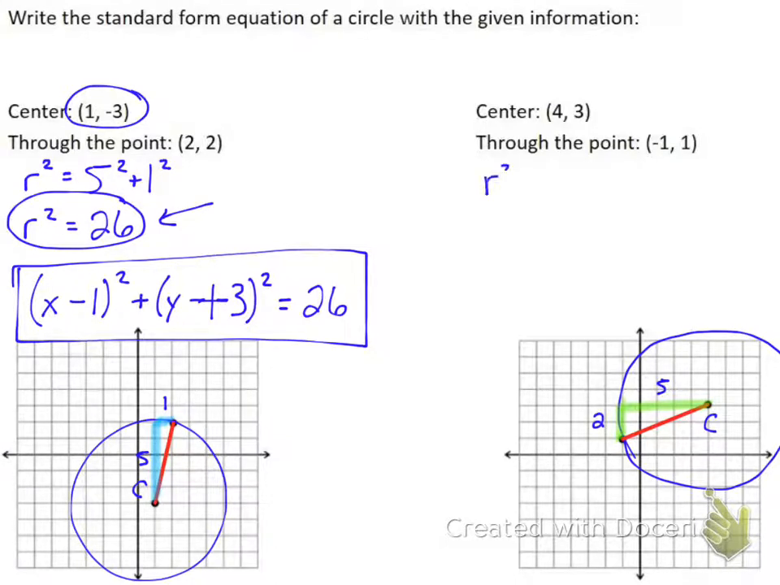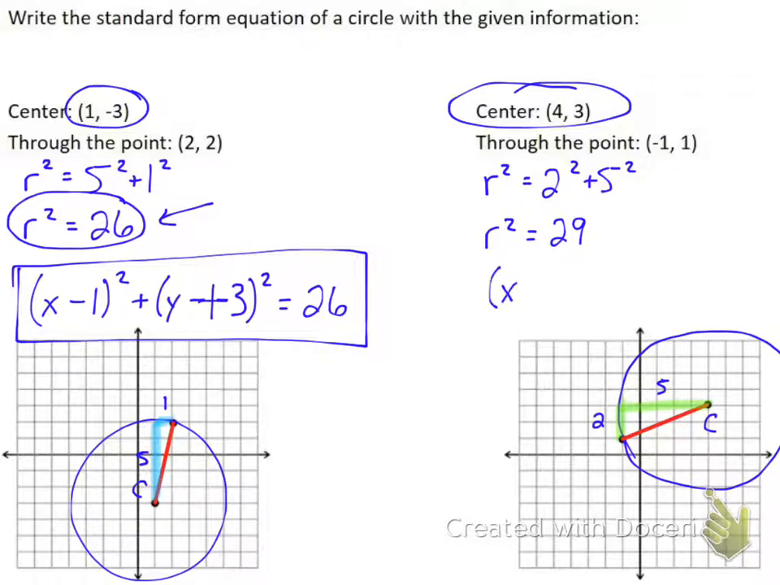So I know that my radius squared is going to be equal to, that's my hypotenuse squared, 2 squared plus 5 squared. So I get r squared is equal to 5 squared is 25, 2 squared is 4, so I would get 29. Again, I could take the square root to find out what the radius is. It'll give me 5 point something, but all I really need to know is my r squared. So when I do this, I've got my center and my radius squared. And so I'm going to go x minus 4 squared plus y minus 3 squared is equal to 29.